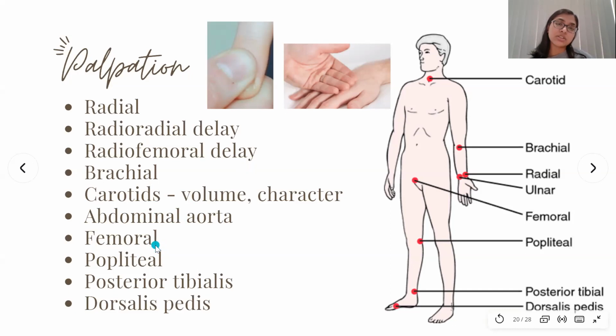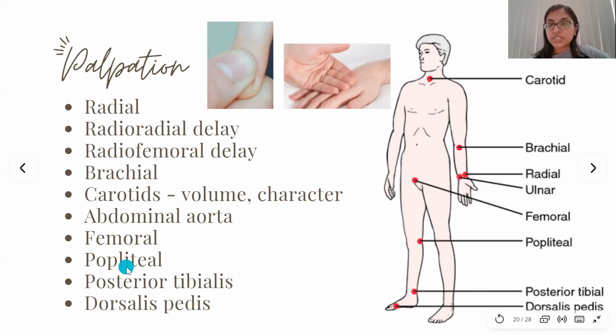Femoral pulse. So the location is from your anterior superior iliac spine, which is this bony prominence of the hip on the side, to your pubic tubercle, which is in the middle of your pelvis. Halfway through that is where you feel for your femoral pulse. Make sure you feel for it. Warn the patient, I'm going to place my hand near your groin. Would that be okay with you?